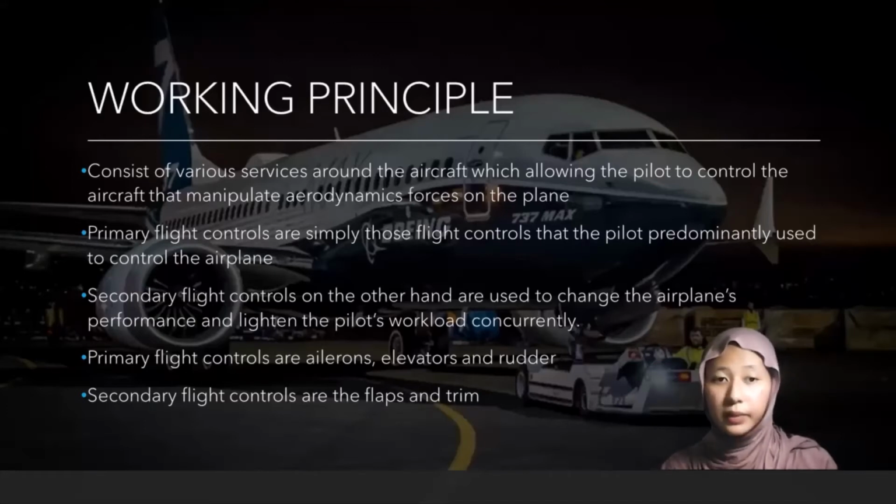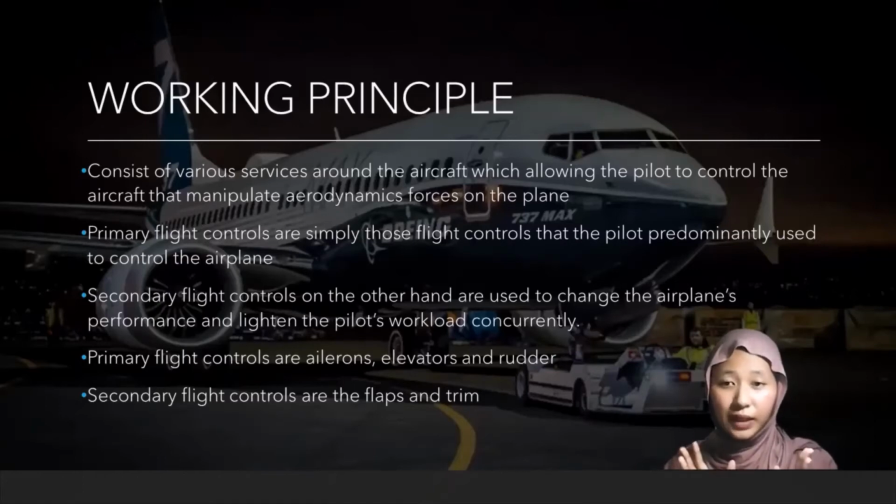The primary flight controls are simply those flight controls that the pilot predominantly uses, the ones the pilot always uses to control the airplane. The secondary flight controls are used to change the airplane's performance, and at the same time, they lighten the pilot's workload. The primary flight controls are the ailerons, elevators, and rudders, and the secondary flight controls are the flaps and trim. We can see this on the next slide.